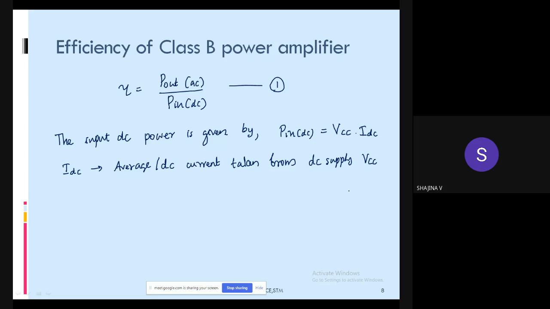Okay, so we have two transistors here, right? So this DC current, or this IDC, drawn by a single transistor is given by IDC equal to IC max divided by pi. So the maximum collector current divided by pi is the DC current.